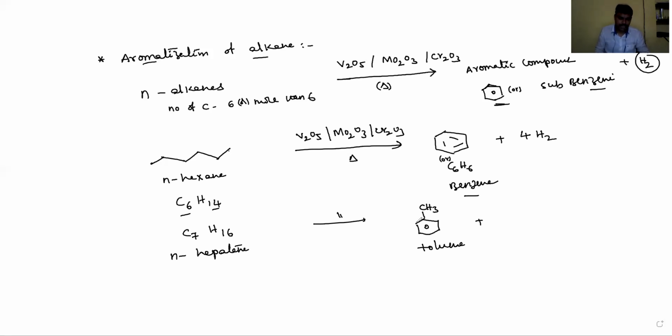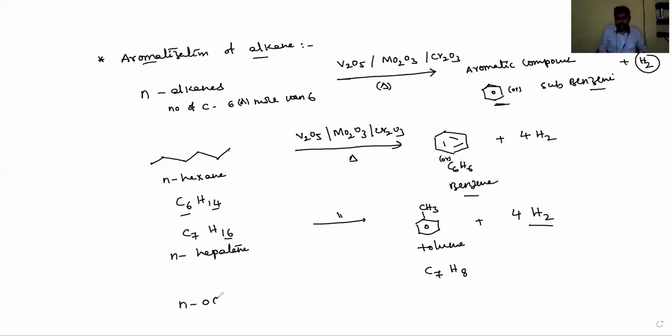How many hydrogen atoms will be present here, students? Here C7H8. So out of 16, 8 are with the aromatic compound. The remaining will come out as H2. Okay, 8 is over, so 4H2 will be formed. So toluene will be formed. n-Heptane gives toluene. If n-octane is used, it gives ethyl benzene.